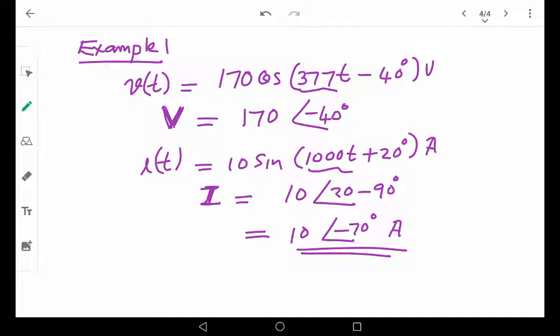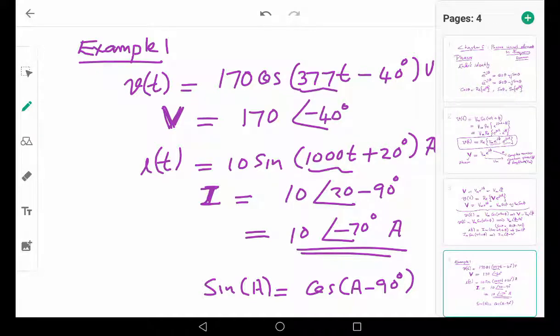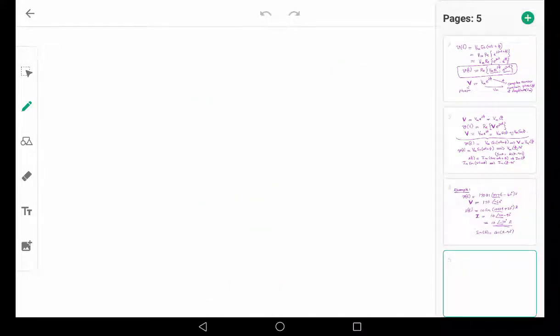Always remember one thing: we are defining the phasor in terms of the cosine, not in terms of sine. If you are getting a sine wave, you have to convert it using sin A equal to cos(A minus 90), right? Like that, you have to make the conversion from sine to cosine. Now we'll do another example here.